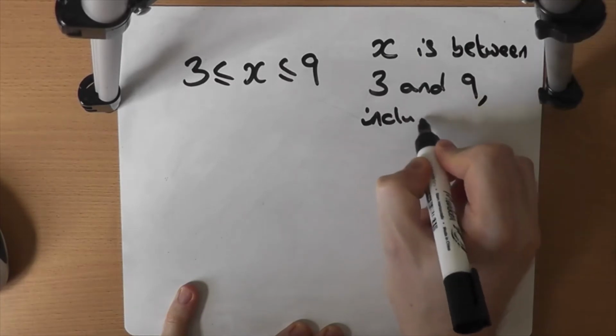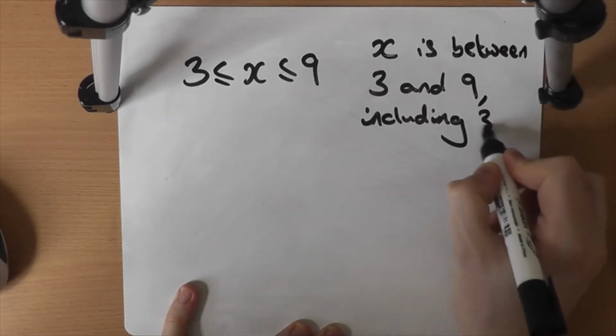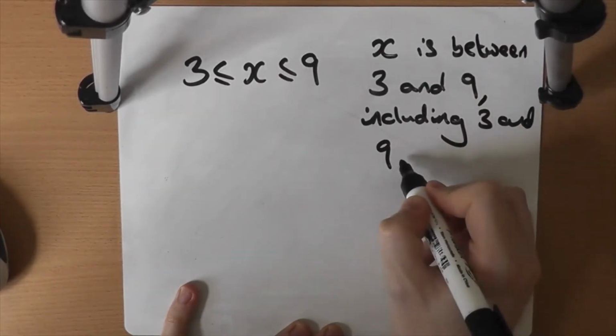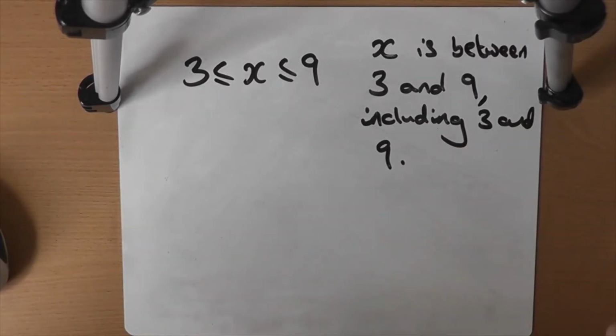Including 3 and 9. So if we're just looking at whole numbers, x could be 3, or 4, or 5, or 6, or 7, or 8, or 9.